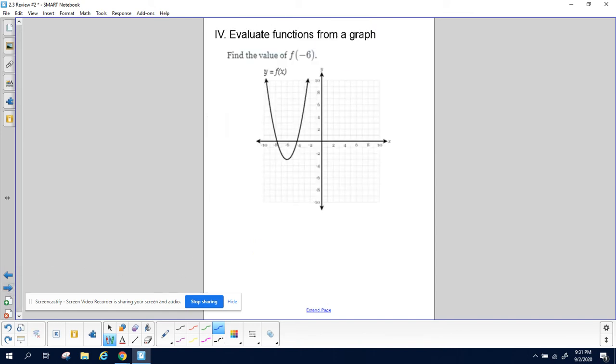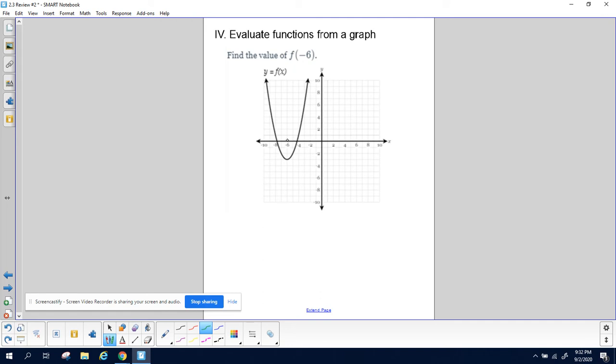All right. Section 4 for your homework is going to be titled Evaluate Functions from a Graph. Find the value of the function where the x value is -6. So we're trying to refresh your memory of how to read function notation. When the x value is -6, they want you to go to the origin, travel either left or right this amount. So -6 means travel to the left 6. 1, 2, 3, 4, 5, 6.